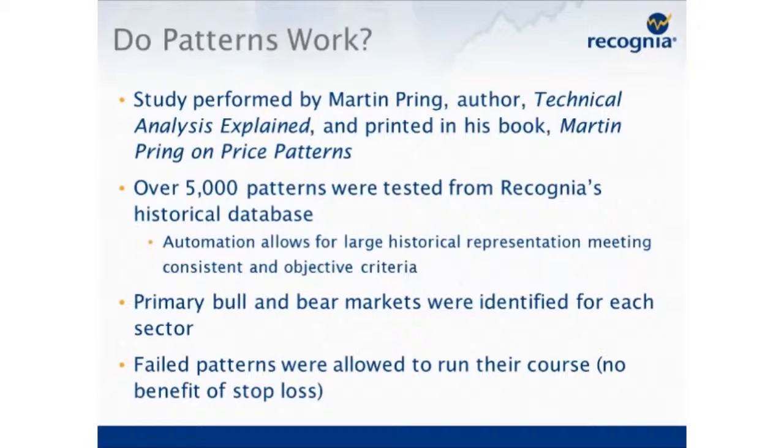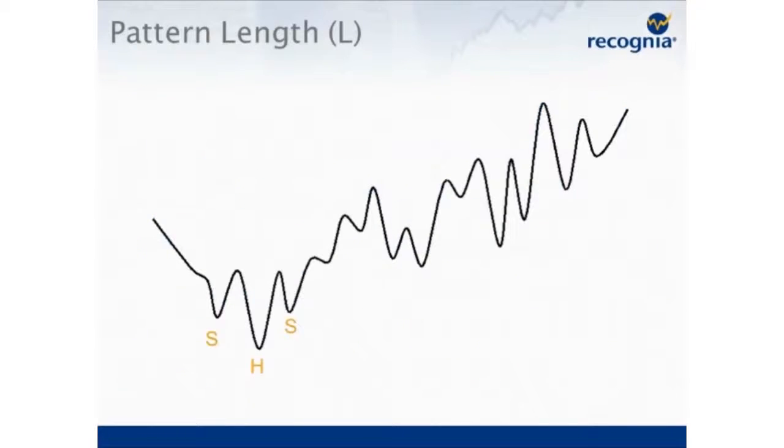The reason I bring this up is because it actually used data from Recognia's technical event database as part of the study. So before we begin, I want to just mention a couple little pieces of terminology. The first one is what's called the pattern length, and we already talked about this a little bit, but pattern length is measured from where we cross the neckline in the downward direction to where we cross in the upward direction. And if that actually takes 50 days, for example, to form that head and shoulders bottom, then the pattern length, or L, we will say is 50 days.